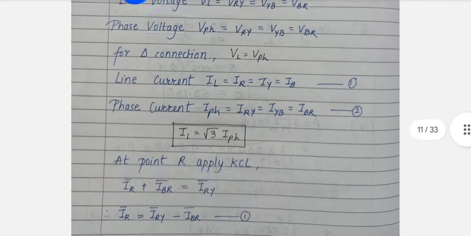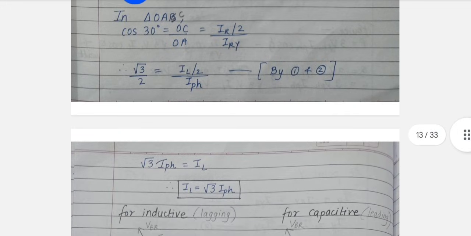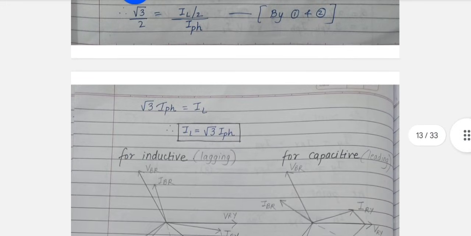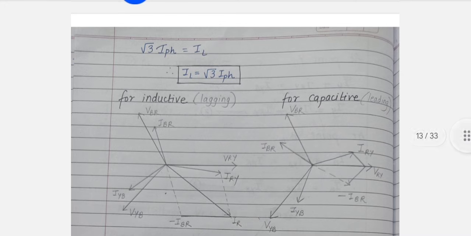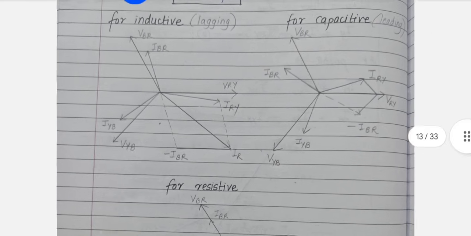Okay, if we consider the same thing, this will be equal to root 3 by 2 equal to IL by 2 upon IPH. The 2 will get cancelled, and we will get the relation between line current and phase current. And this is the thing which I have told you: if the question is for individual, like inductive, capacitive and resistive, you can make the diagram like this.